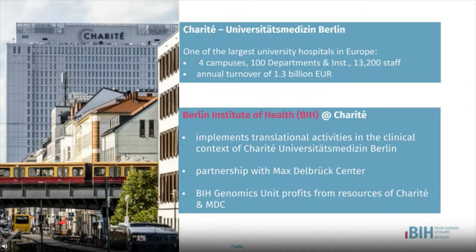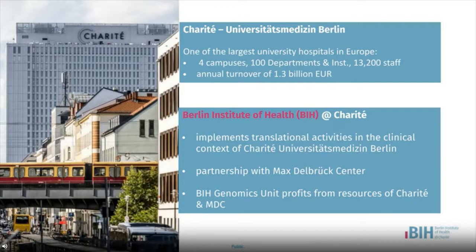Before I begin, I'd like to tell you a few words on the institution that I'm affiliated with. Berlin Institute of Health, or in short BIH, is a part of the Charité University Hospital Berlin. Charité is one of the largest university hospitals in Europe. It spans over 4 campuses, accommodates more than 100 departments and institutes, and has more than 13,000 staff employees. Its annual turnover exceeds 1.3 billion euros.